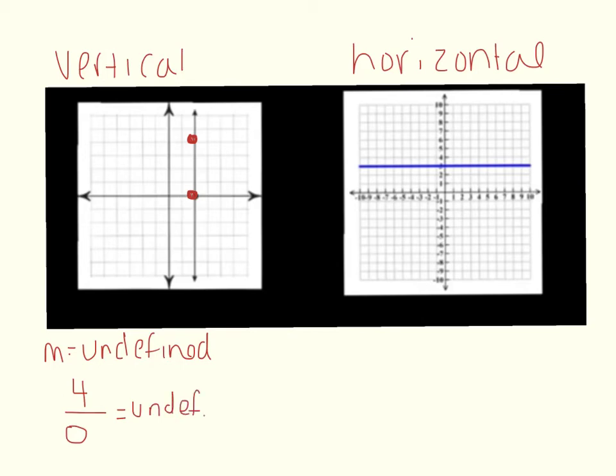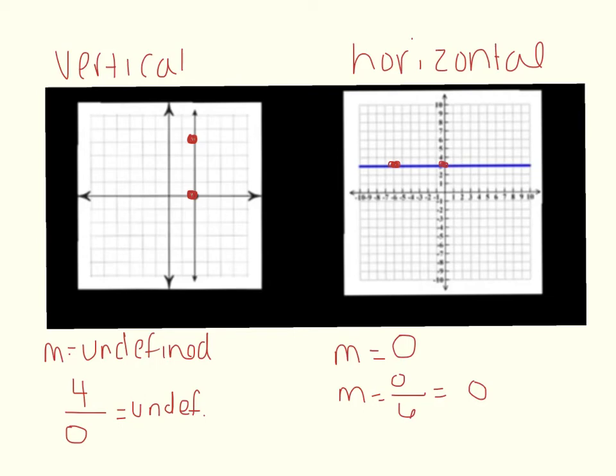In this case, let's pick any 2 points on this line right here. Let's say here and here. Well, if I want to rise for this one, I would rise 0, but then I would run 6. Well, 0 divided by anything is just 0. So the slope of a horizontal line is always going to be 0. So vertical is always going to be undefined. Horizontal will always be 0.